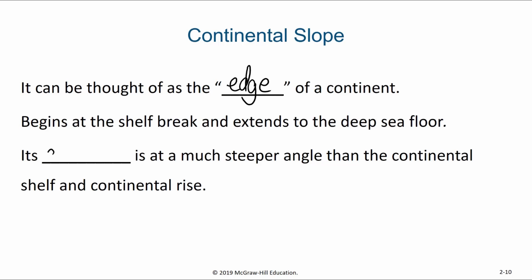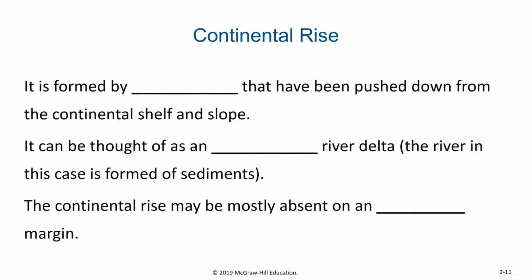Its descent is at a much steeper angle than the continental shelf and Continental Rise. The Continental Rise is formed by sediments that had been pushed down from the continental shelf and slope.